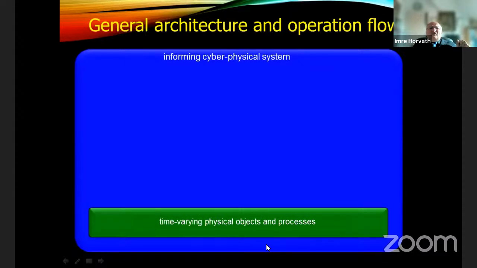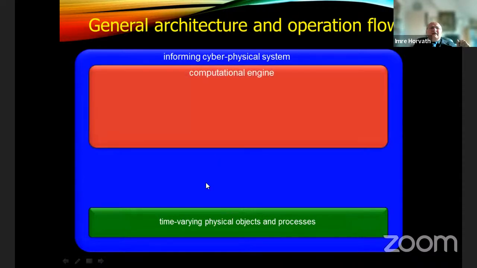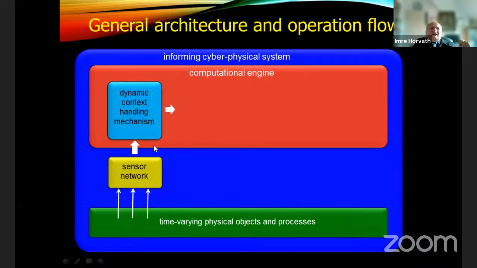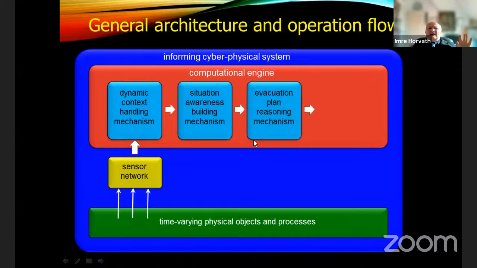So we assume that there are time-varying physical objects and processes in the physical domain. And then we have a computational engine, which is assembling, processing and availing the information obtained through a sensor network. First of all, this computational engine has a dynamic context handling mechanism, which is a genuine invention we have created. And then this is connected to a situation awareness building mechanism, which builds a dynamic awareness of the changes of the situation. Then there is another part of the computational engine which derives an evacuation plan, and it has a reasoning mechanism dedicated for that.